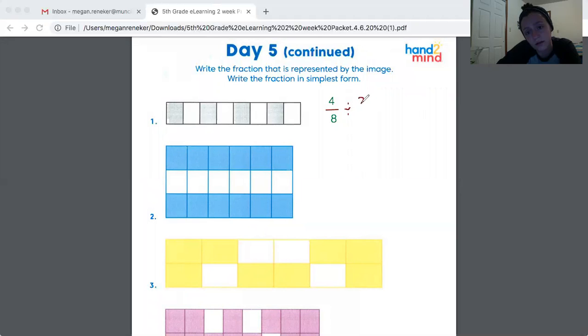Okay, so I'm going to take 4/8 divided by 2/2. 4 divided by 2 is 2. 8 divided by 2 is 4. Can they be divided again? Yes, they can be divided by 2 again. So when we divide them by 2 again, that gives us 1/2.